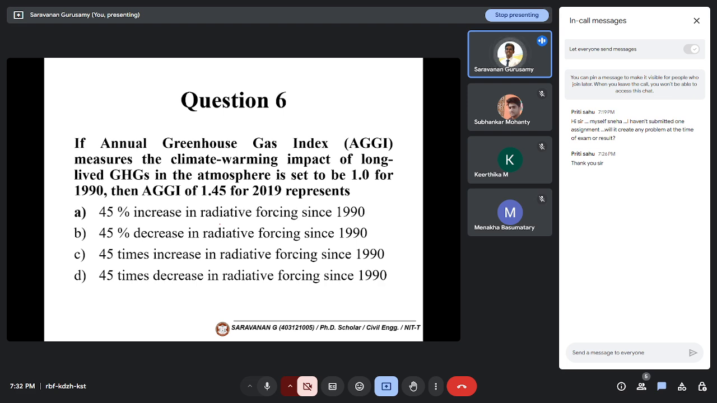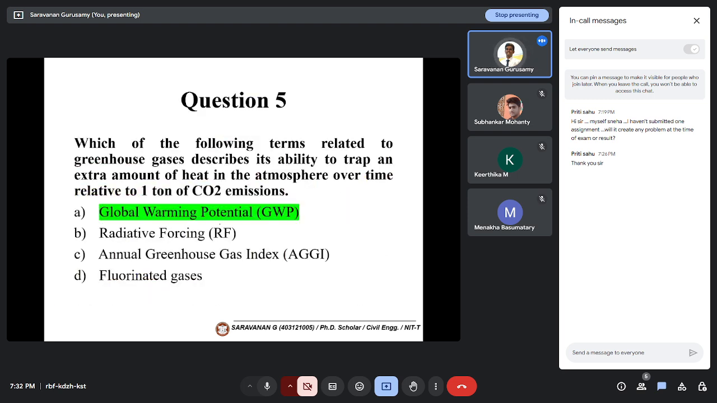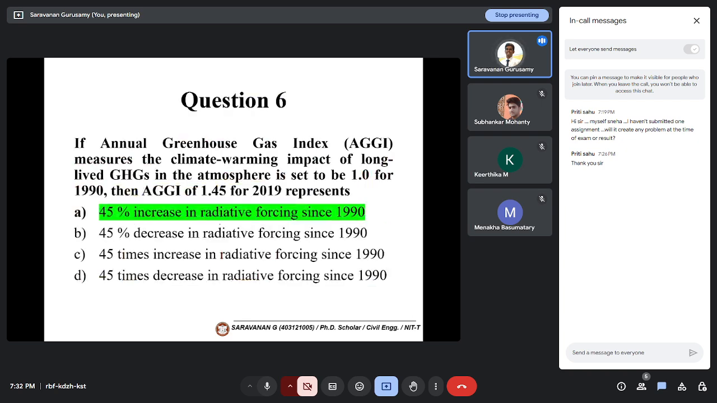Then the sixth question. The annual greenhouse gas index, AGGI, measures the climate warming impact of long-lived greenhouse gases in the atmosphere and is set to 1.0 for 1990. The AGGI of 1.45 for 2019 represents what? So AGGI is another indicator, right? We have three indicators: global warming potential, radiative forcing, and the annual greenhouse gas index. So what is AGGI?